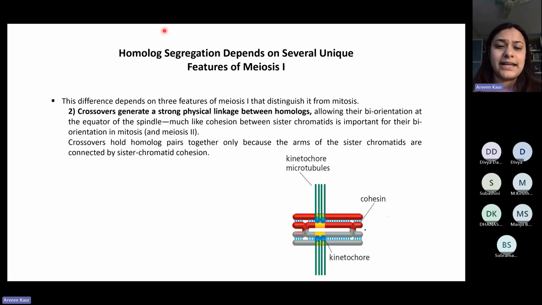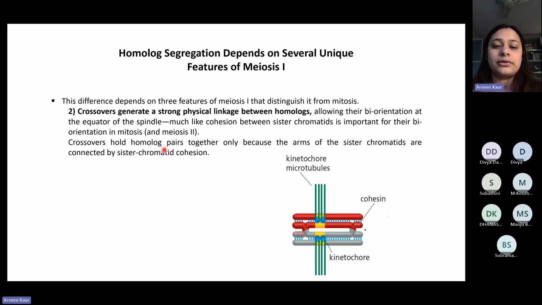The second one is that the crossover generates a strong physical linkage between the homologues. So what does that mean? Over here, we know that there are chiasmata present. Chiasmata are physical crosses between different homologues. Since these physical linkages are present, they allow bioorientation at the equator of the spindle, much like cohesion between sister chromatids is important for bioorientation in mitosis.